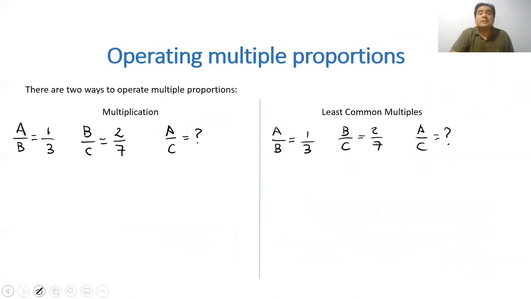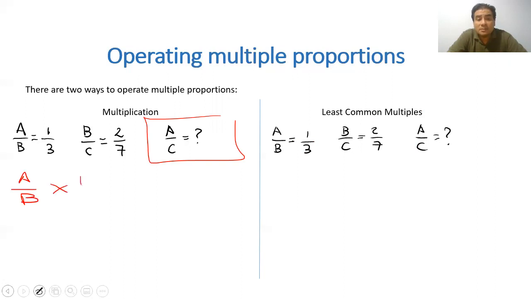Okay, sometimes we're given multiple proportions. We have two methods to operate with multiple proportions. In the first method, you can just put the quantities in such a way that you can eliminate the variables that you don't want. For example, if they want me to find this, then I can say this, A over B times B over C equals A over C.